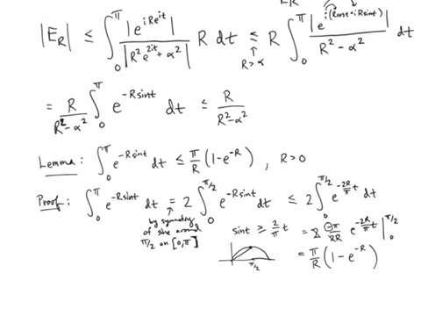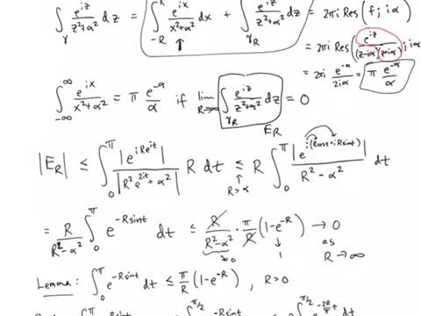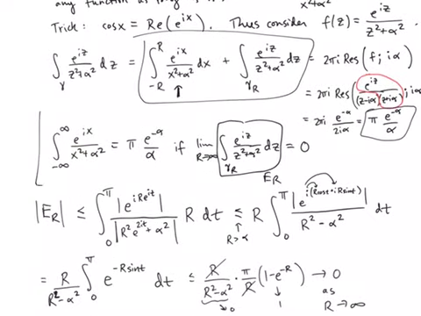minus alpha squared times pi over r, so that those r's cancel, and then you get 1 minus e to the minus r. So as r goes to infinity, this goes to 1, and you have 1 over this quadratic, and that quadratic goes to infinity, so this part is going to 0. So this goes to 0 as r goes to infinity. So indeed, that extra part along that semicircle does go to 0, and so our integral is equal to pi times e to the minus alpha over alpha.